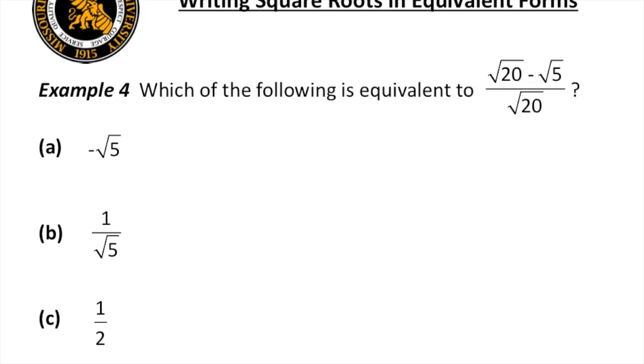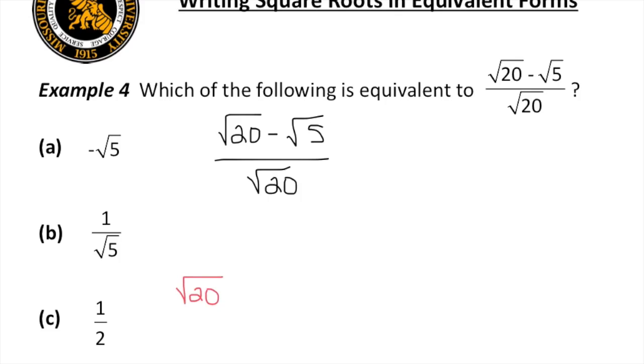In example 4, we're trying to find the equivalent expression for the square root of 20 minus the square root of 5 over the square root of 20. According to the order of operations, we must perform the subtraction in the numerator first. But before we can do that, we must simplify the square root of 20 so that the expression underneath the square root matches. So let's consider the square root of 20. While 20 is not a perfect square, it is divisible by 4, which is a perfect square. Since 4 times 5 gives us 20, we can write the square root of 20 as the square root of 4 times the square root of 5, or 2 times the square root of 5.